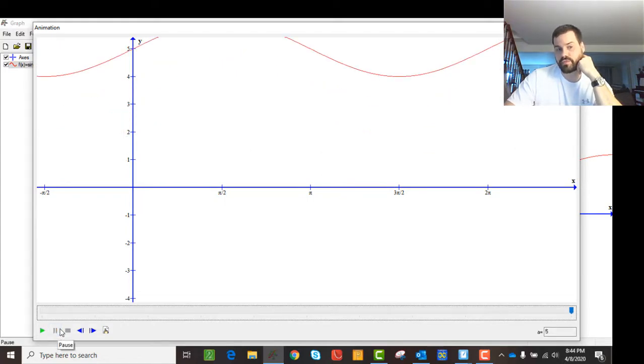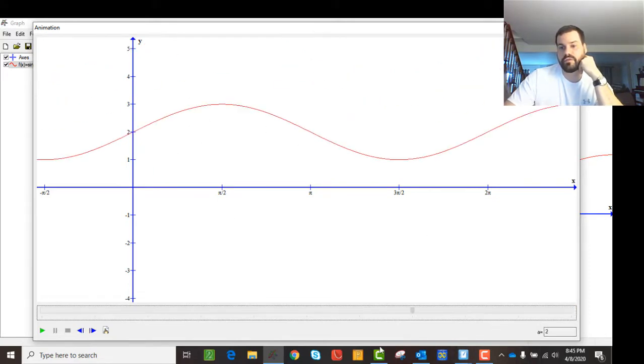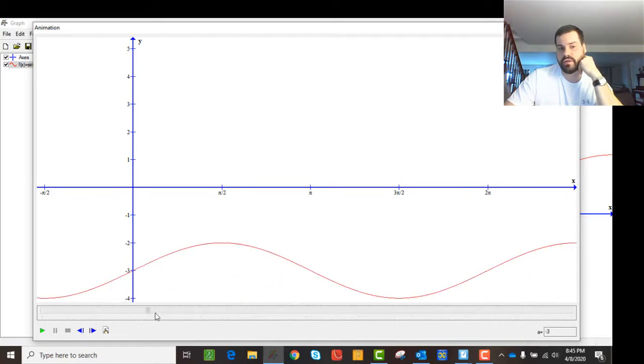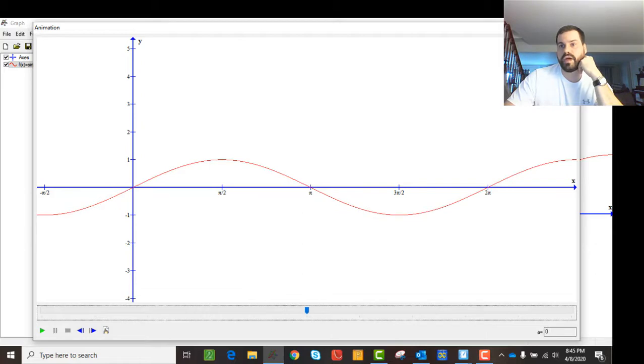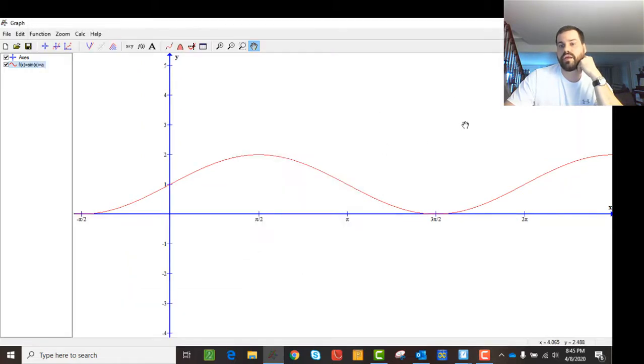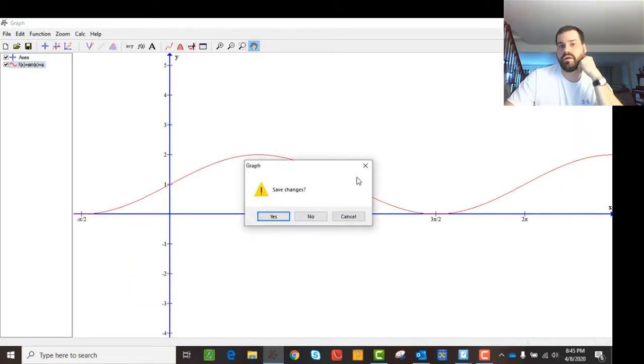So I think watching that's pretty clear what k does. It just moves it up and down. So if it's positive, it moves it up. If it's negative, it moves it down. That's why we couldn't see it at -5. All right. So that tells me what h and k and a and b do in my graph.